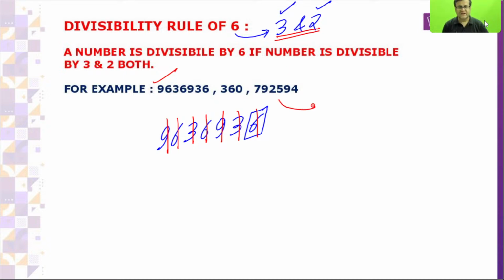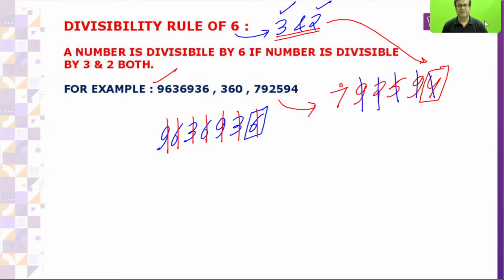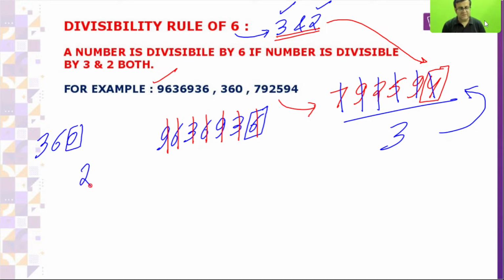In this case, 7, 9, 2, 5, 9, 4. As the last digit is 2, it is divisible by 2. In case of 3, check: 9, 9 divisible. 5 plus 4, 9. 7 plus 2, 9. This is divisible by 3 as well, and divisible by 2 as well. So the number is exactly divisible by 6. Quite clear. Now 3, 6, 0. Is the number divisible? Yes, of course. Why not? Because the last digit is 0, so divisible by 2. Divisible by 3, clearly visible. No need to add. In case of 3, I have given you an amazing way. You must use it.